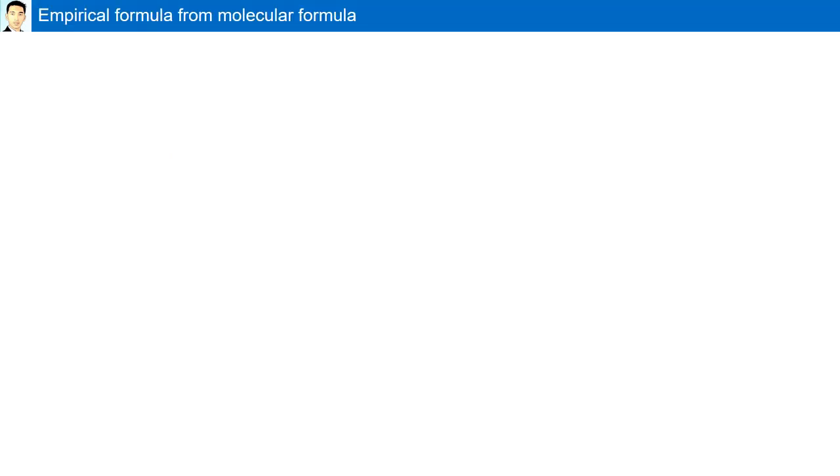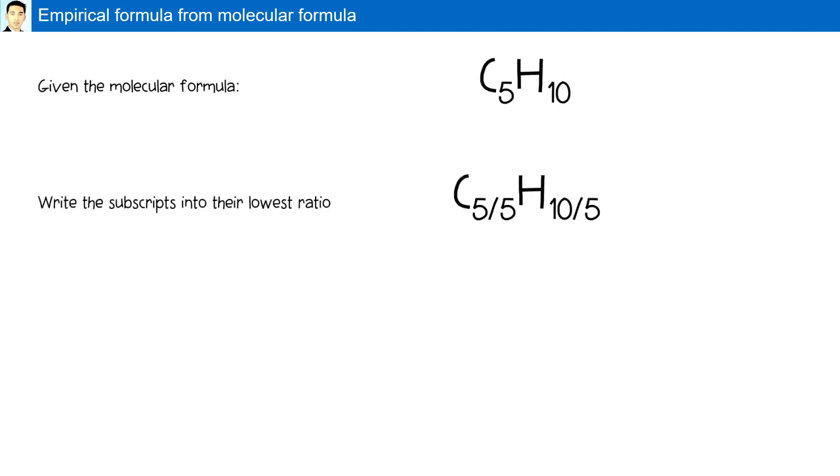Empirical formula from molecular formula. Given the molecular formula C5H10. Next, we need to write the subscripts to the lowest ratio. Here we have 5 divided by 5 and 10 divided by 5. The lowest ratio is CH2. CH2 is the empirical formula from the molecular formula C5H10.